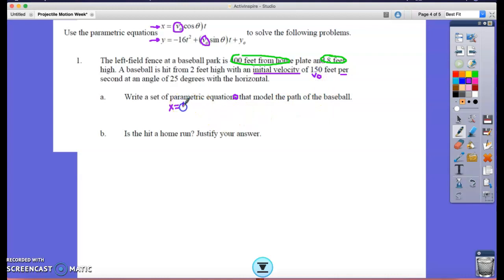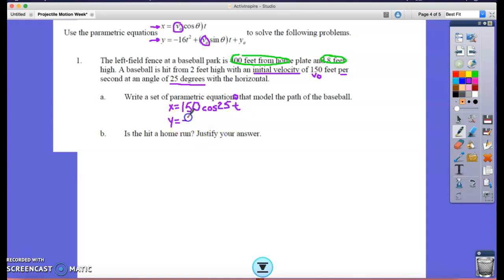So x equals 150. And it is x, so we're going to use our favorite trig function for x, cosine. And then we need our theta, which is our degree angle, and we can see it says 25 degrees. Sometimes it has the degree mark, sometimes it'll just write out the word. We need to be looking for either of those. So 25. And we leave t alone because t is going to be the variable that links the two equations together.